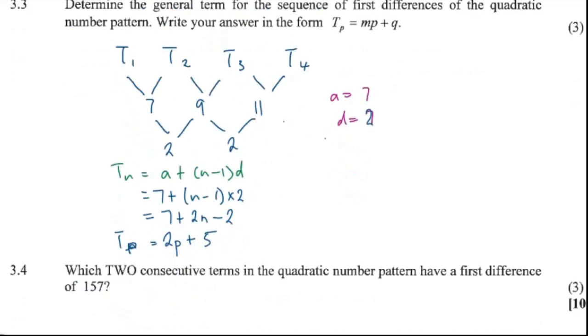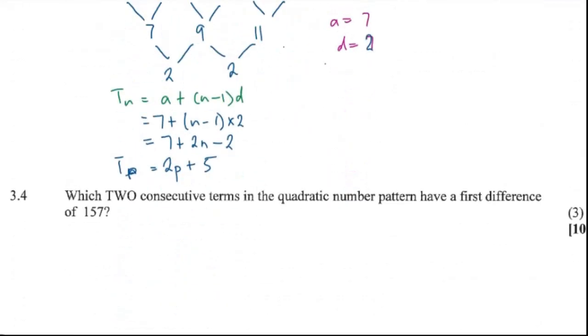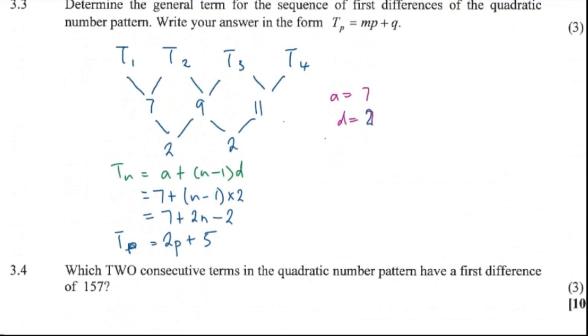Now, which two consecutive terms in the quadratic number pattern have a first difference of 157? So you can see T1 will be the first term, T2 the second term, T3 the third term. So now we need to find which term is term number 157. We're just going to do what we did in the previous video. Take this 2p plus 5, make it equal to 157, and let's solve this quickly.